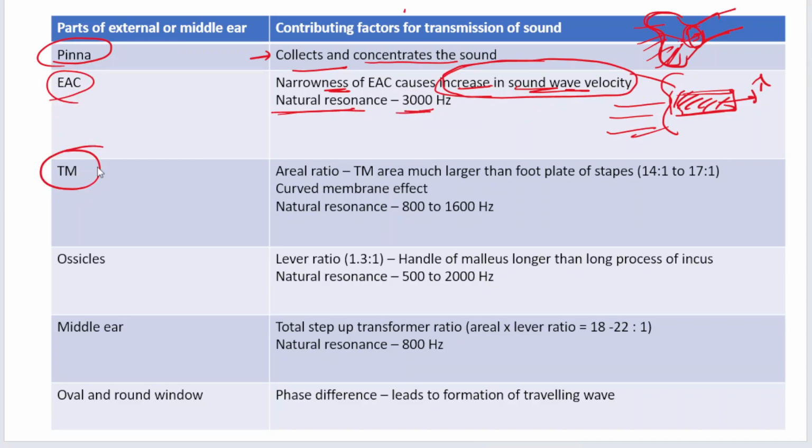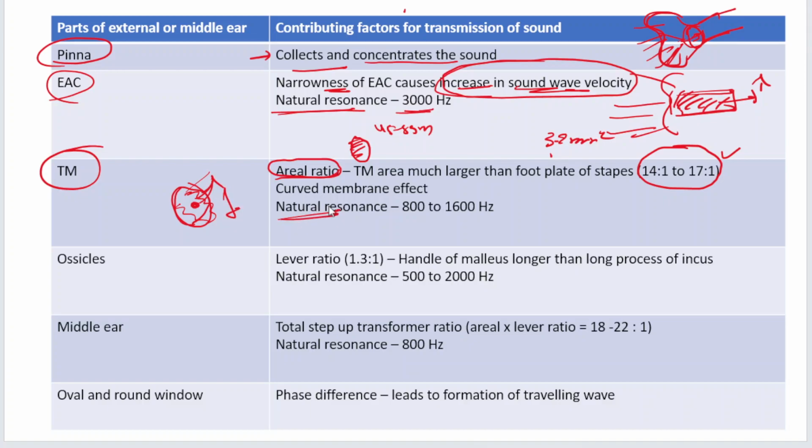Then coming to the tympanic membrane. What are the various factors? The greatest and most powerful of all transformer actions is the areal ratio. Why? Because the tympanic membrane area is 45 to 55 millimeter square, and the footplate of the stapes is 3.2 millimeter square, and that is how you get this areal ratio of 14:1 to 17:1. Also, the tympanic membrane has a curved membrane effect. The periphery of the tympanic membrane vibrates better than the center. This also increases the force of the sound.